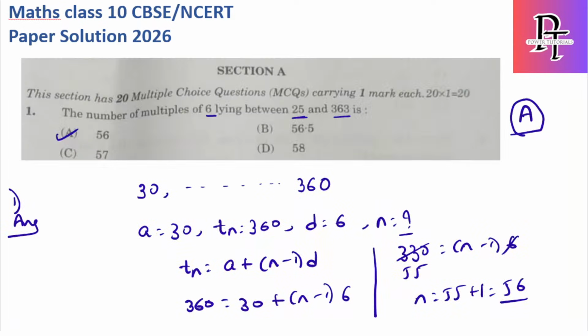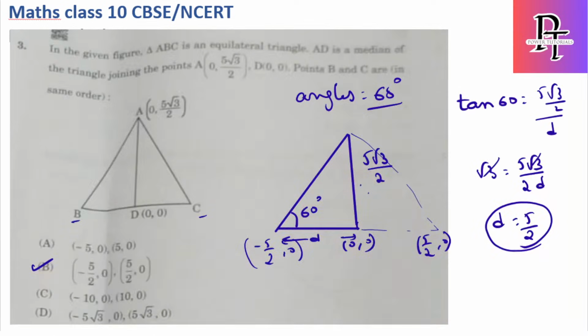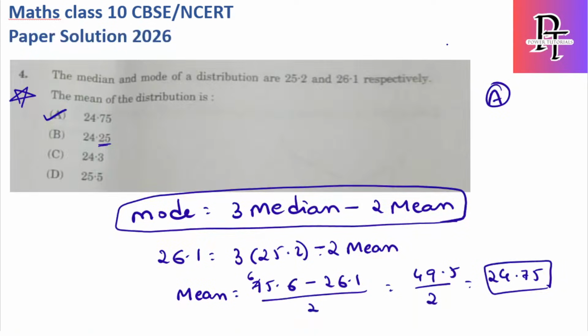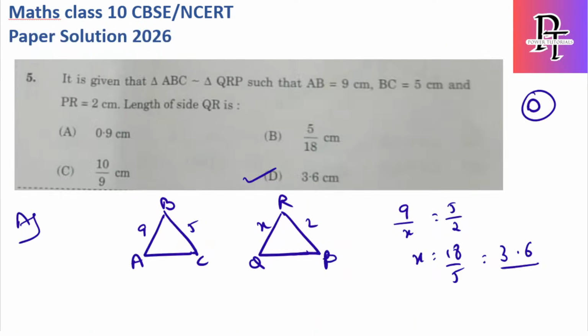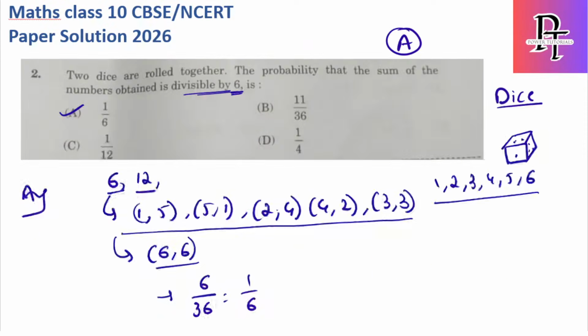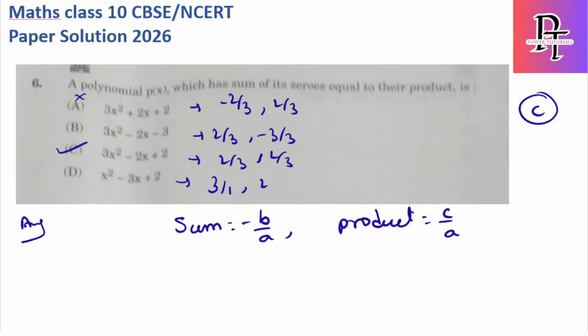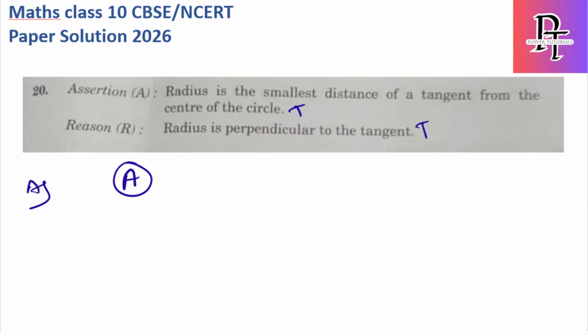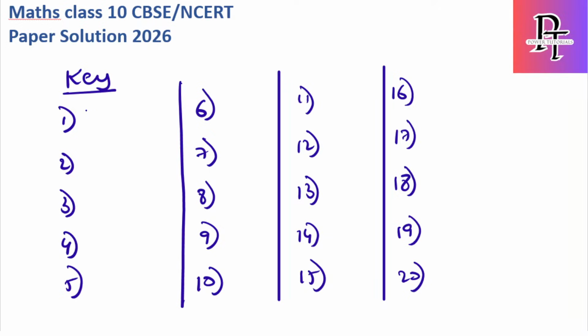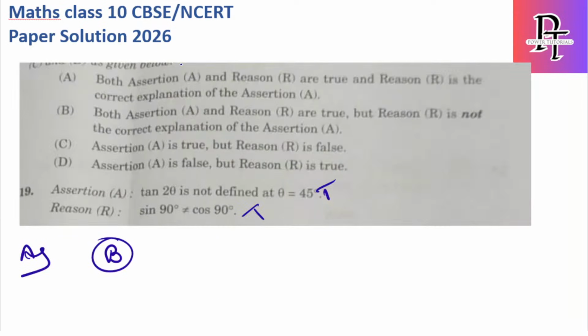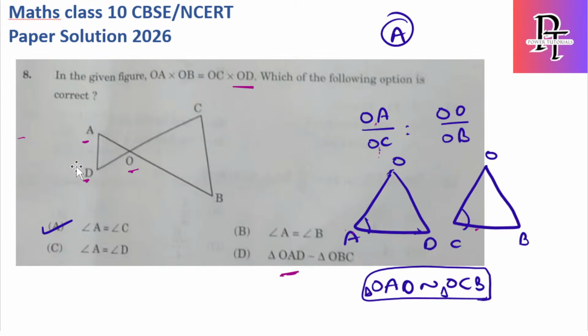First option is A, second is A, third is B, then A, D. So the first 5 are A, A, B, A, D. Let me mark it. And this key is not for all the sets. This key is only for the 30/3/3 set.